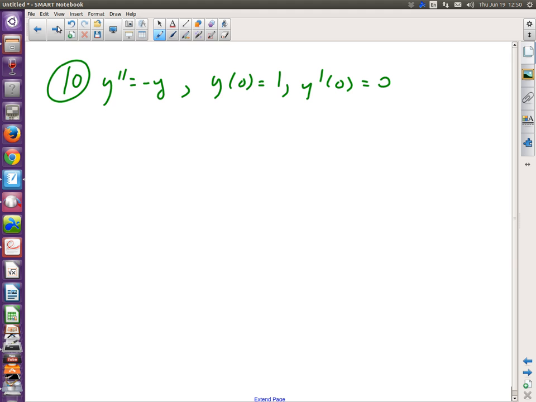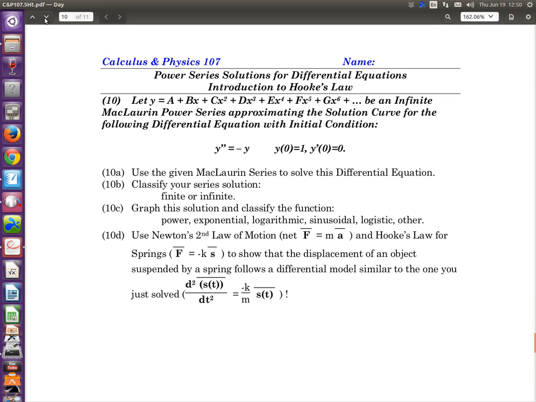So number 10, let's just see this. Same setup. Use a Maclaurin power series to approximate the solution curve for this differential equation. Use the given Maclaurin series to solve it. Classify your series as infinite or finite. Last one was infinite, right? Graph the solution and classify the function. Well, we found the general term and figured out that it was sinusoidal last time. And let's see what it is this time.